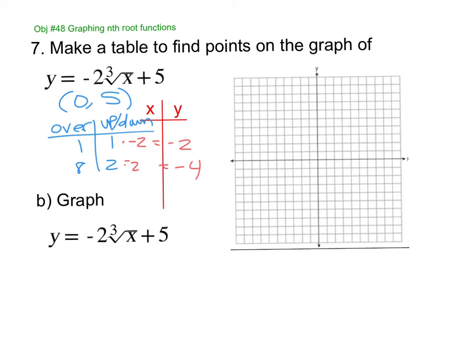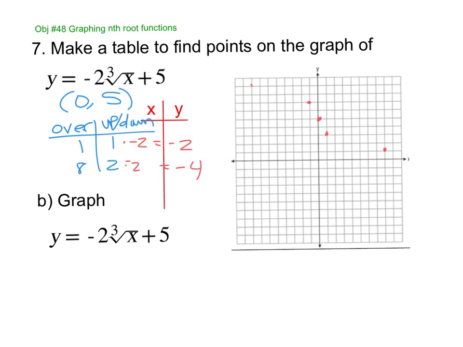1, 2, 3, 4, 5. Now normally we go right and up, so what are we going to do this time? We're going to go right and down, right? Opposite sign. And then I'm going to go over 8, down 4. 1, 2, 3, 4. Over 1, down 2, and then over 8, down 4. There it is.